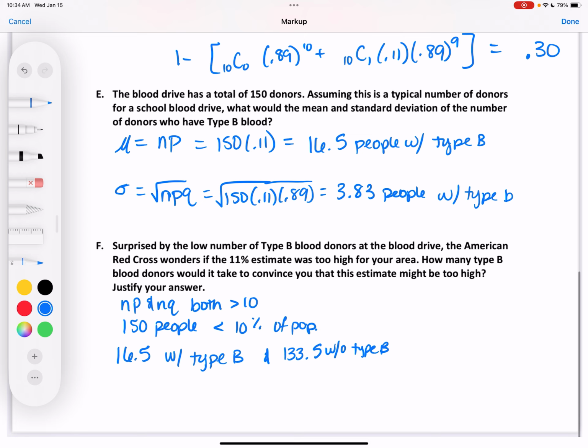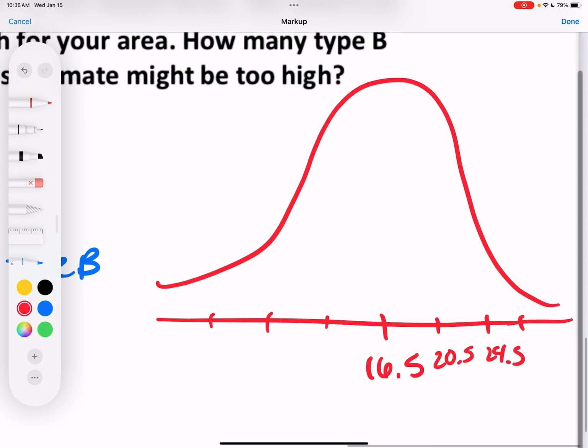So looking at a normal model, the mean is 16.5. Typically we would want whole numbers, but I'm just going to round the standard deviation to a whole number of 4 to make the numbers easier. So this would be 20.5, 24.5, and 28.5, and then in the other direction, 12.5, 8.5, and 4.5.